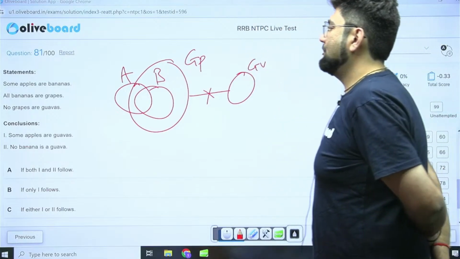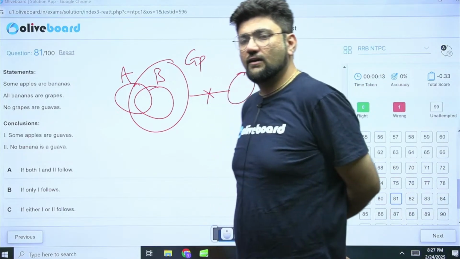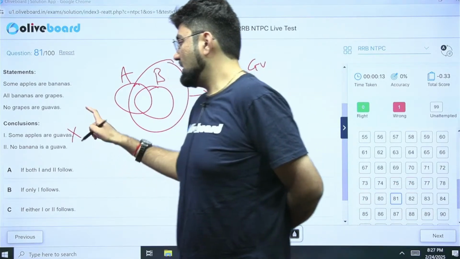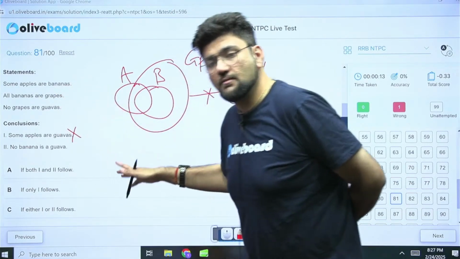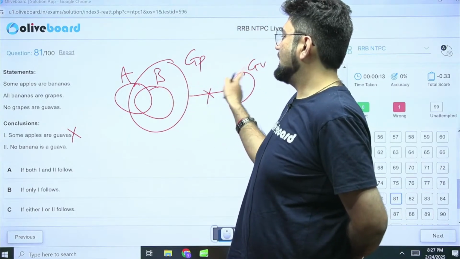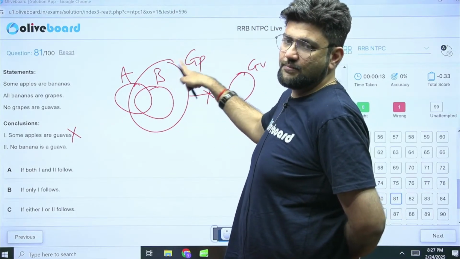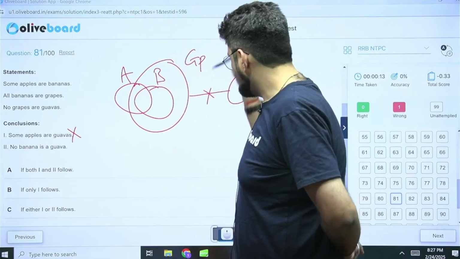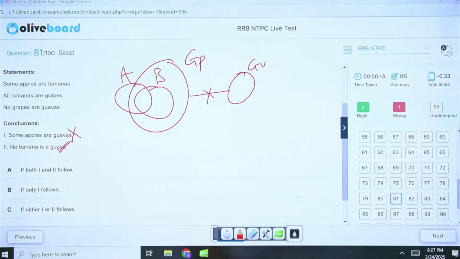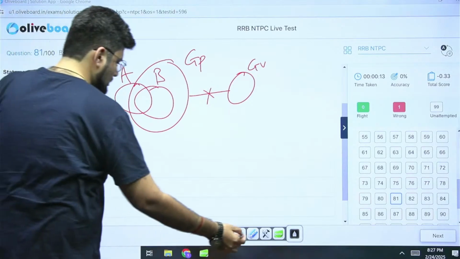No. Apples and guavas are not connected directly, and they have a some-not relationship. So all other definite conclusions will not follow. But if it was 'some apples are guavas' is a possibility, then it would have been right. Okay. No banana is guava, absolutely correct, because all banana is a part of grape and grape is restricted to go into guava. So banana is also restricted to go into guava. So option B is the right answer. So only conclusion 2 follows, that is option D.